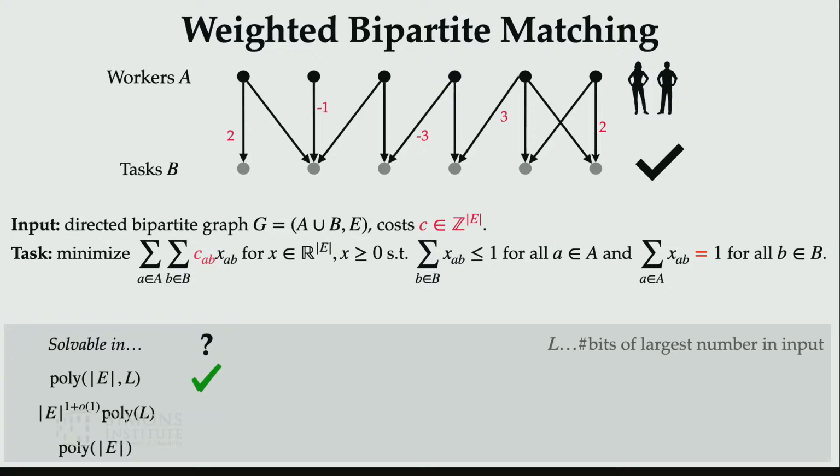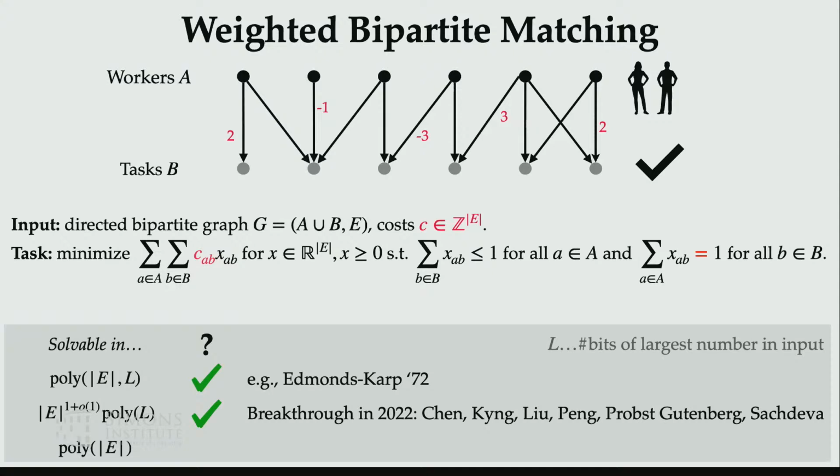First question, can we solve it in running time polynomial in the number of edges and the bits? Now the bits are meaningful because my costs can be arbitrary. And it turns out we can do it. Again, classical algorithms, just Edmonds-Karp as an example. Can we do it in linear time, still having dependency on the bit complexity? And the answer is yes again. This is, again, the breakthrough result from last year.